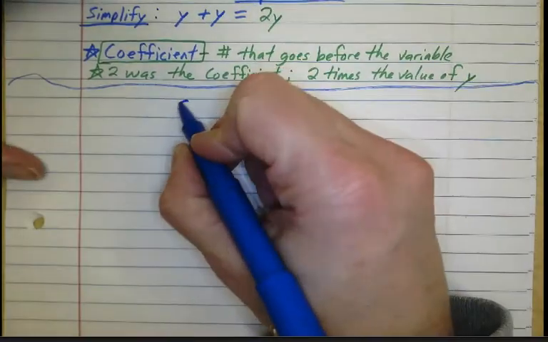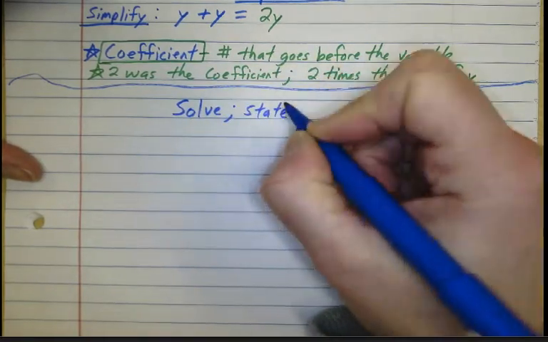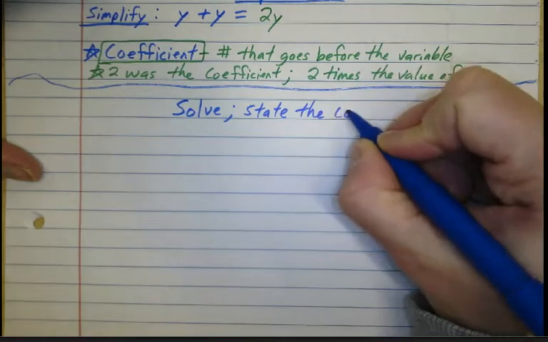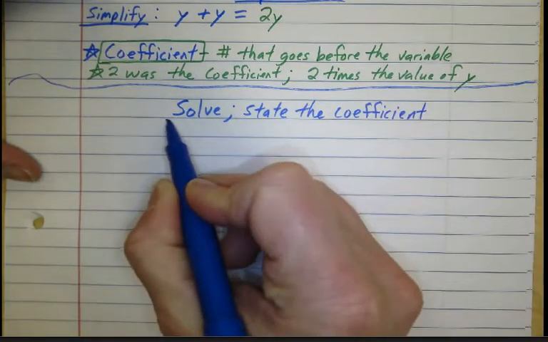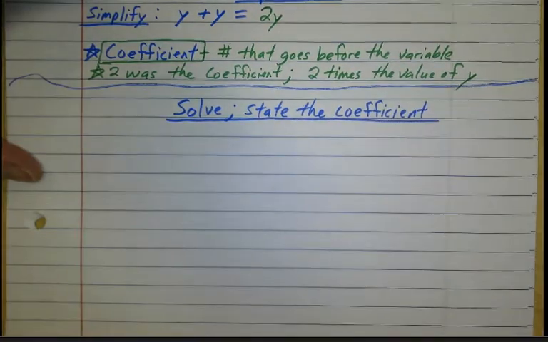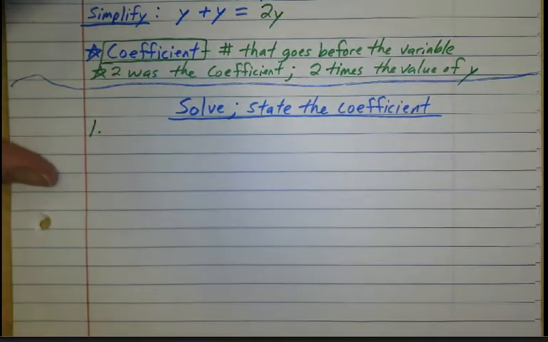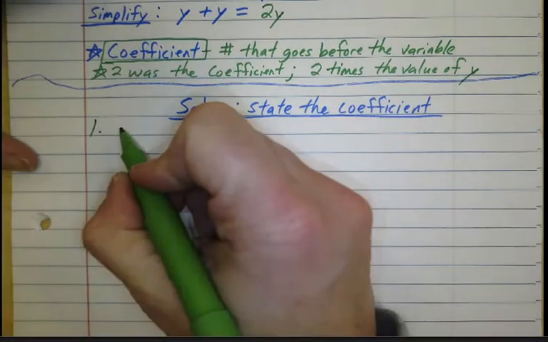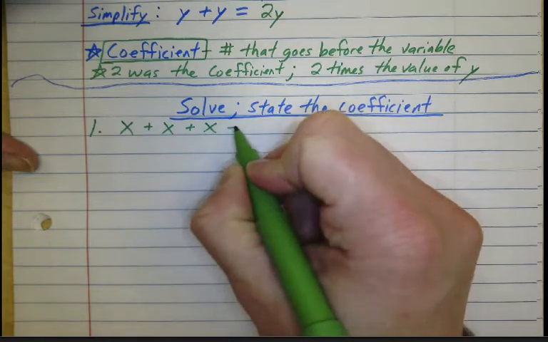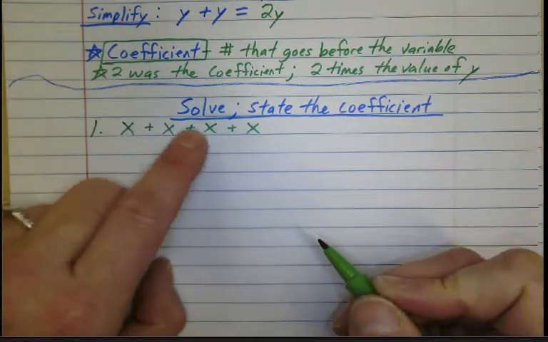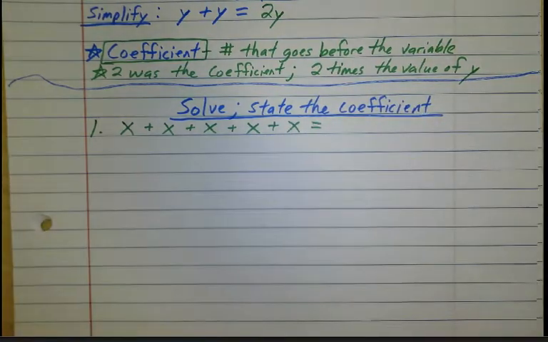The next thing we're going to do, you're going to see the directions that say solve and then state the coefficient. So solve is another word for simplify, and then state what your coefficient is. Those are your directions. The first example I'm going to give you is x plus x plus x plus x, let's see, 1, 2, 3, 4 plus x. I want you to solve and then state the coefficient.